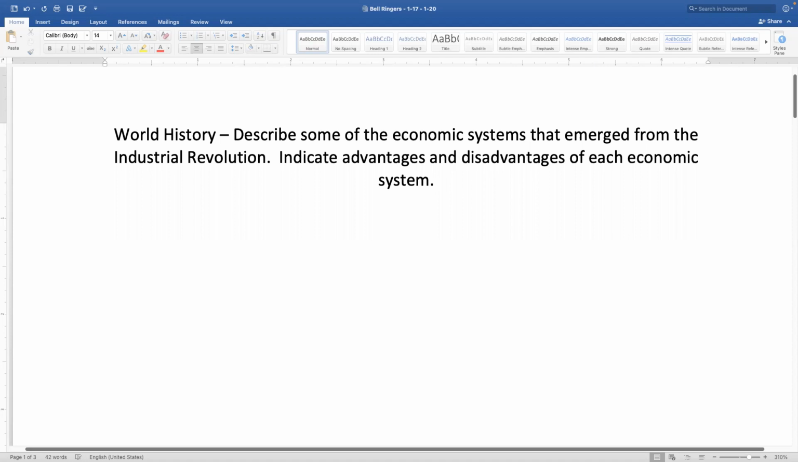capitalist system. Then think of some disadvantages. What else do we talk about? What was another economic system? Go ahead, Matt. Socialism, yep, good job. So again, think of the advantages and the disadvantages of having, let's say, a socialist system.